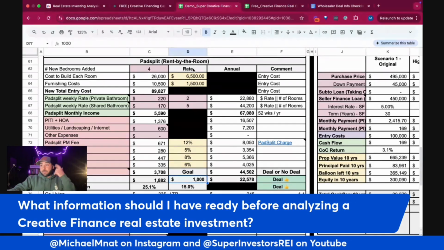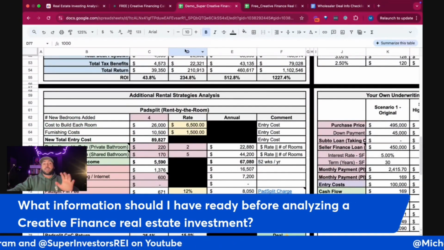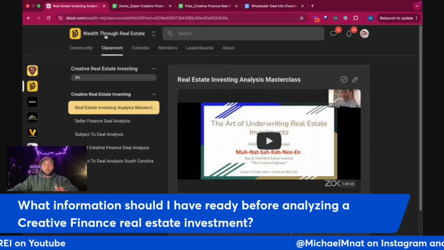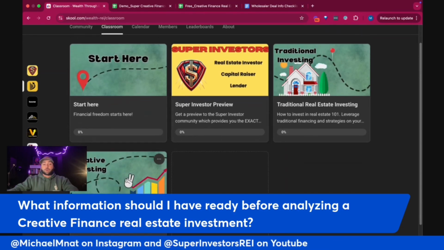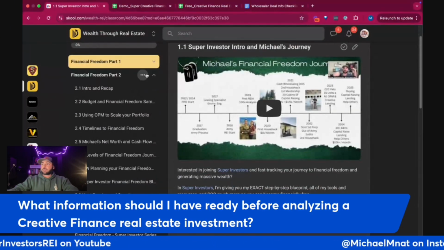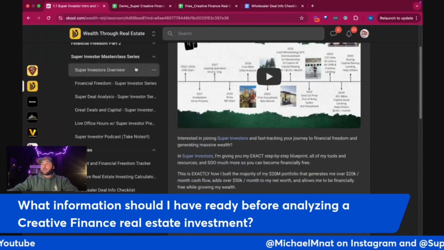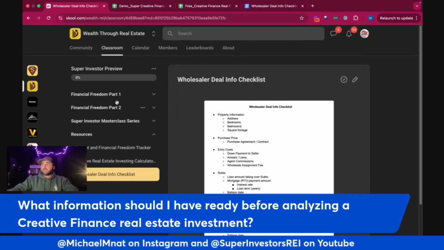For me, a lot of it's up here. But to make it easier for others, yes, there's the calculator. If you are in the free Wealth to Real Estate community, you get access to this tool as well. You join the community, go to the classroom, go to Creative Finance. Oh no, go to Super Investor Preview. You scroll down, close the masterclass series, and it's the wholesaler deal info checklist, this one right here.